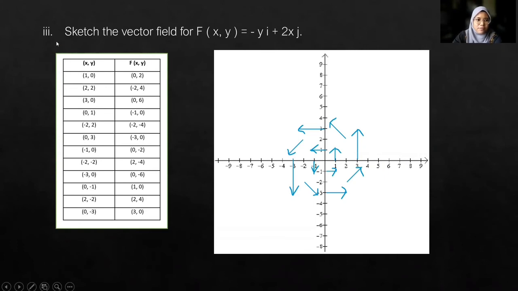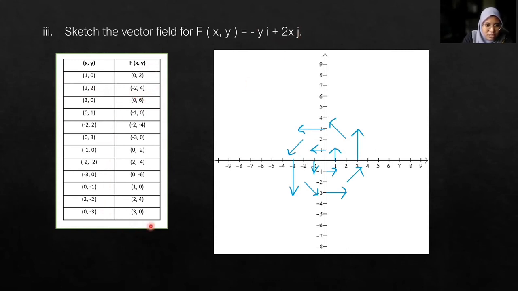The last question: sketch the vector field for F(x, y) equals negative y i plus 2x j. First, we must tabulate this table. The left-hand side is for the coordinates and the right-hand side for the vector. For the coordinates, choose any random coordinates. For example, the point (1, 0). We substitute this point into this equation, we get (0, 2). Second point, we substitute into this equation, we get (-2, 4).